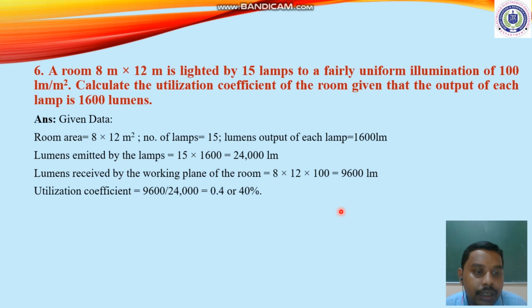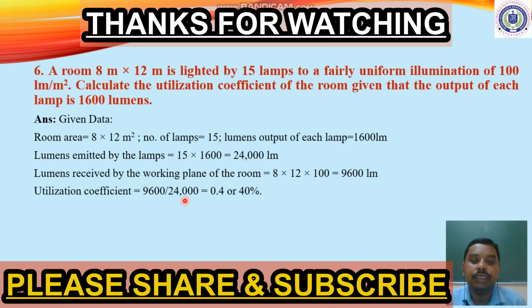Then we calculate the utilization factor. It is the lumens received by the working plane divided by the lumens emitted by the lamps, which is 9600 by 24,000. Then the value is 0.4. If the coefficient is expressed as a percentage, it is 40%.